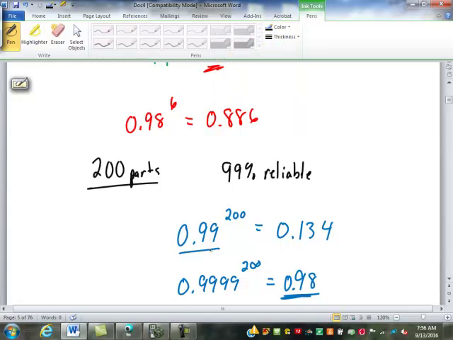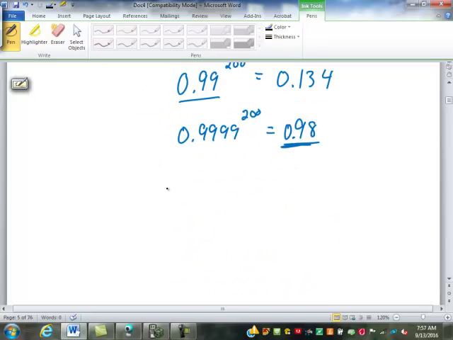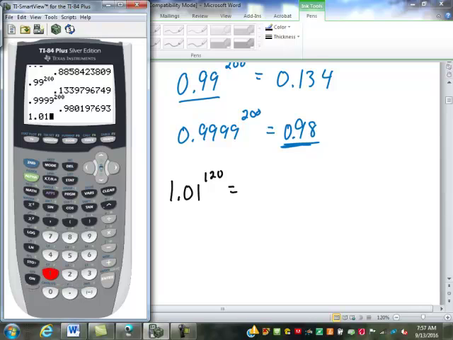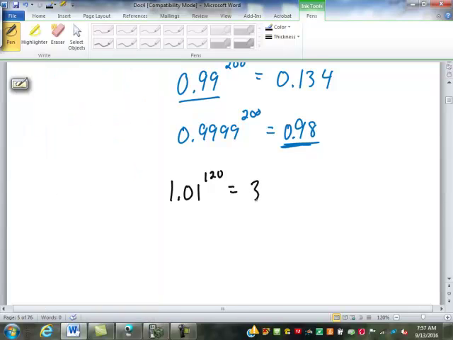But that's just the power of repeatedly multiplying by something. It's the same the other way around. If you have an expansion, that's compound interest. Let's say you've got something that's going to grow 1% a month, so it's going to be 1.01, and you're going to let it sit there for 10 years. Well, that'd be 120 months. So it's 3.3 times what it started out as. So that 1% looks small, but if it grows enough times, it grows significantly.